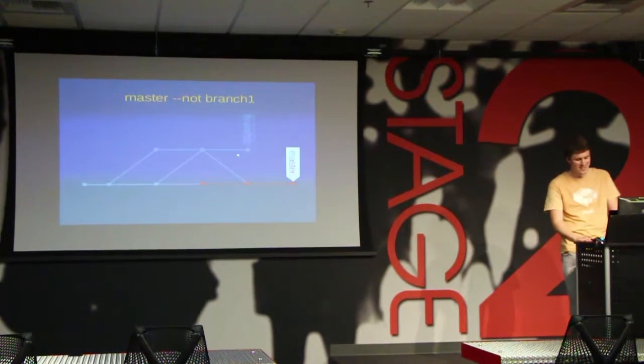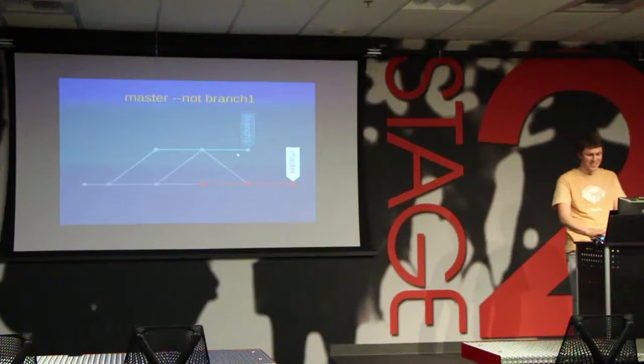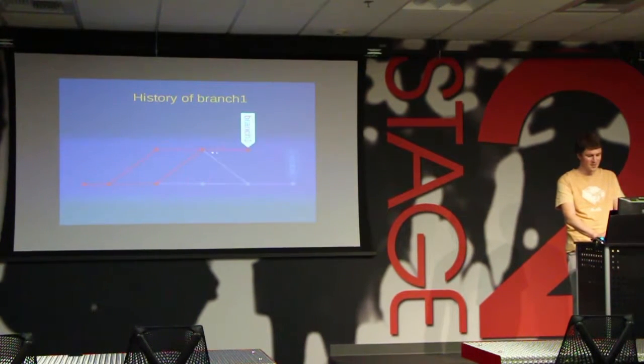Is that what you're thinking of? So all of these three are on master, because as you go left back in time, they're in its history. But none of them are in the history of branch one. If we go back a couple of slides, we can see branch one's history goes this way. It doesn't include these three.